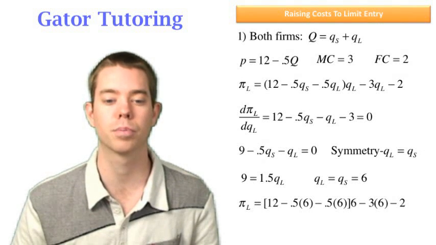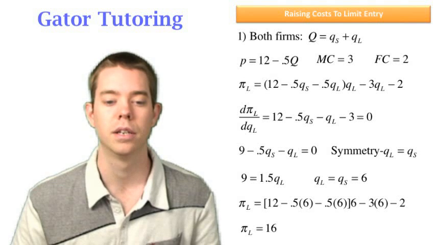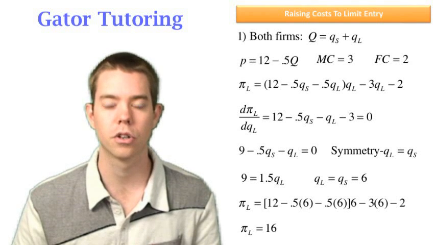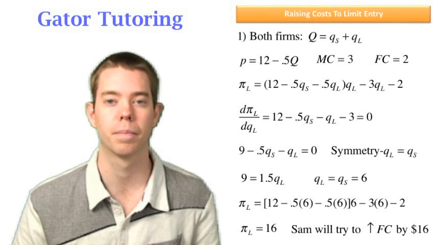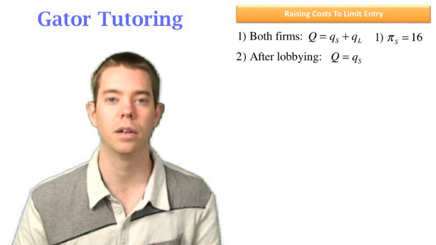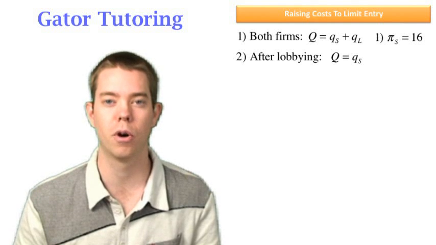So now we can find Luke's profit. We find it to be $16. So the story is Sam will want to raise fixed cost by $16 to keep Luke out of the market. So in scenario 1, when there's both firms, we know that Sam is making $16.